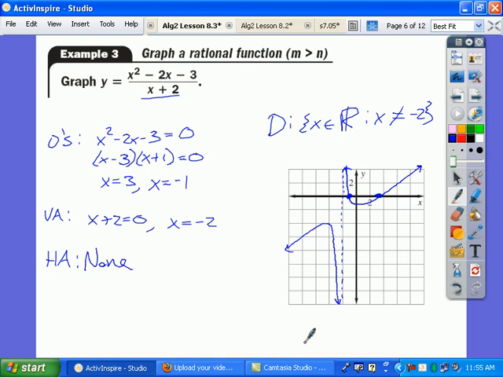Go ahead. So on both sides here, go ahead.